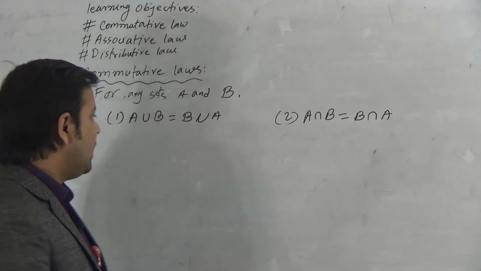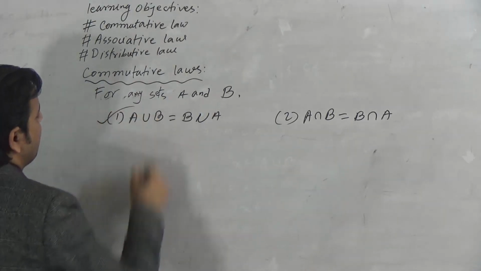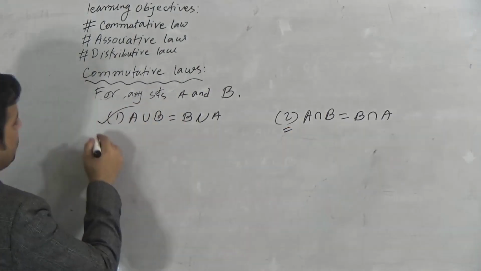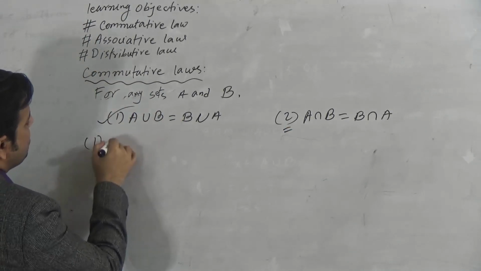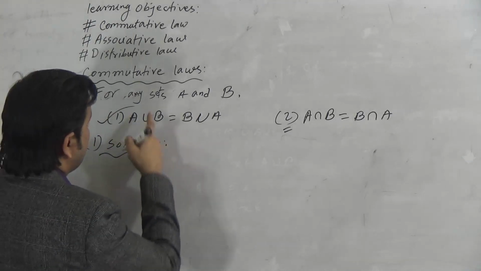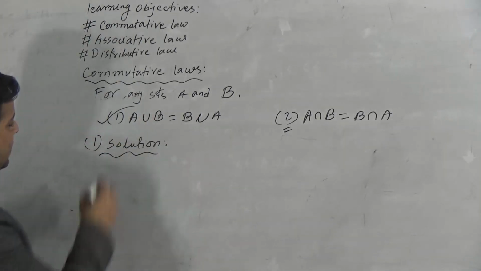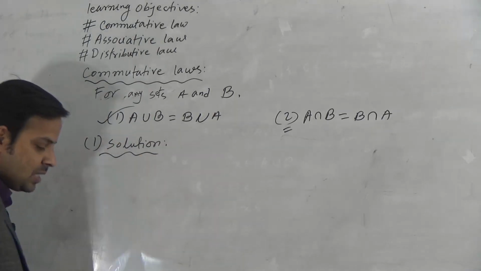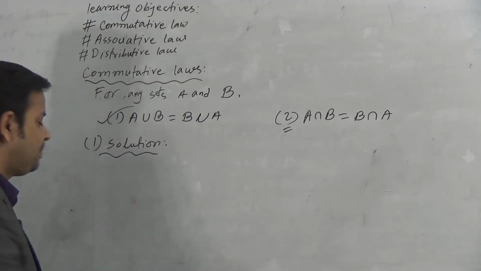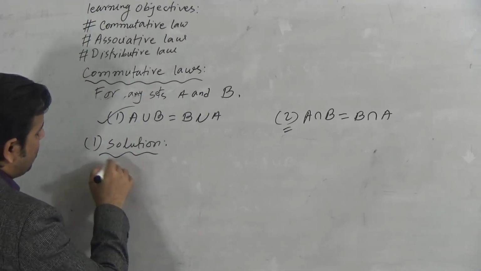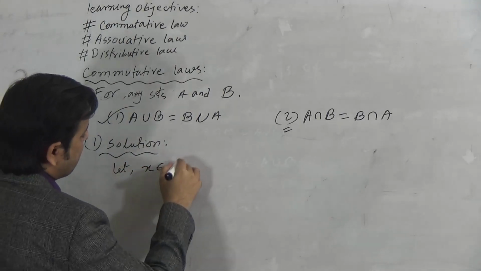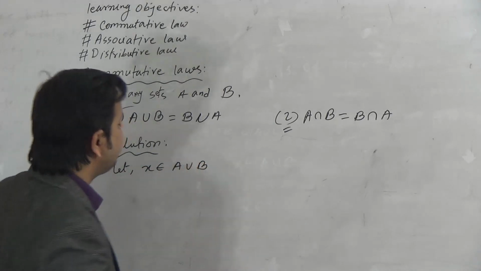Okay, so we will prove this one here and you will practice the others at home. So I will solve one. This commutative law I will solve in this class. Okay, so at first we have to consider any element in A union B. So let X be contained in A union B.